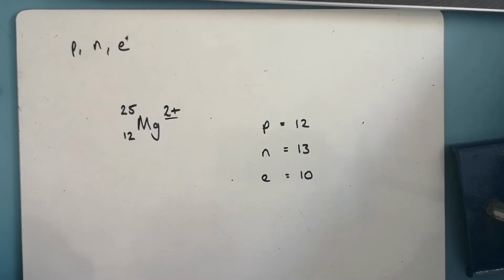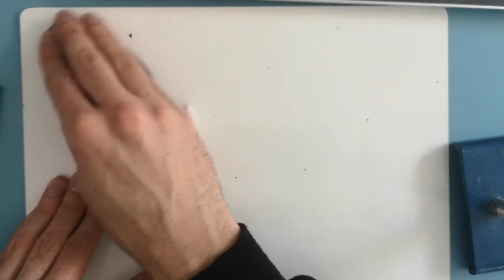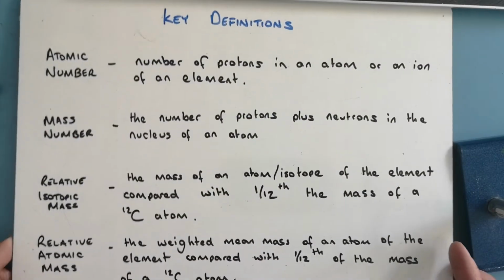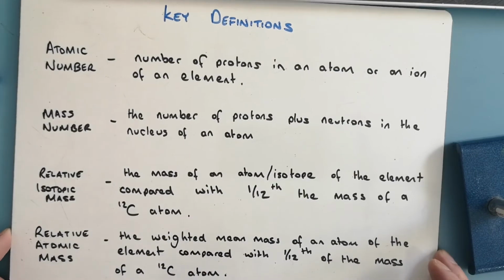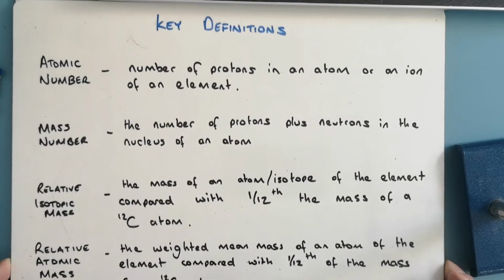Part C refers to relative isotopic masses. And if I go back to my definitions, the relative isotopic mass is the mass of an atom or isotope of the element compared with 1/12 the mass of a carbon-12 atom.